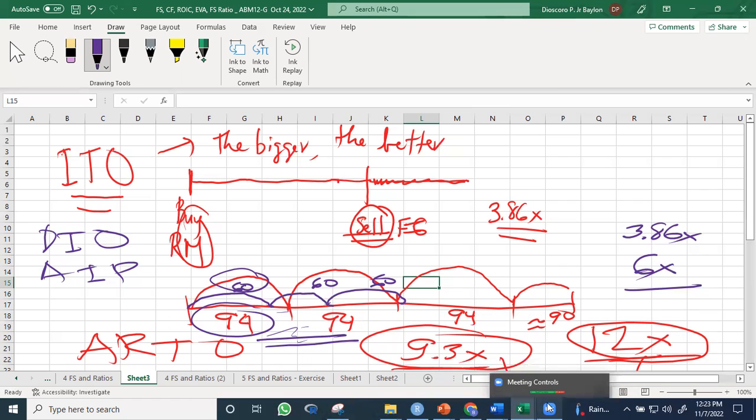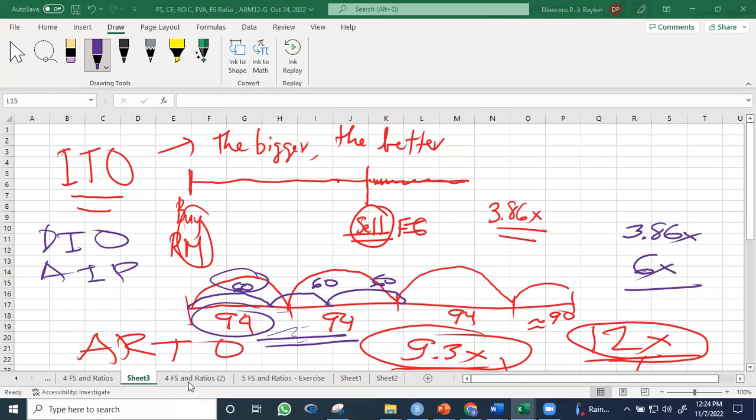Alright, balik ako dun sa question. For ITO and R2, the smaller the value, the better? Hindi. The bigger the value, the better. Kasi ang binibilang natin sa ITO, ilang beses sa isang taon. No? Ilang beses sa isang taon nangyayari. Okay? So pag mas maraming beses sa isang taon, nakaka-convert into finished goods and sell, mas maganda yan. Okay?